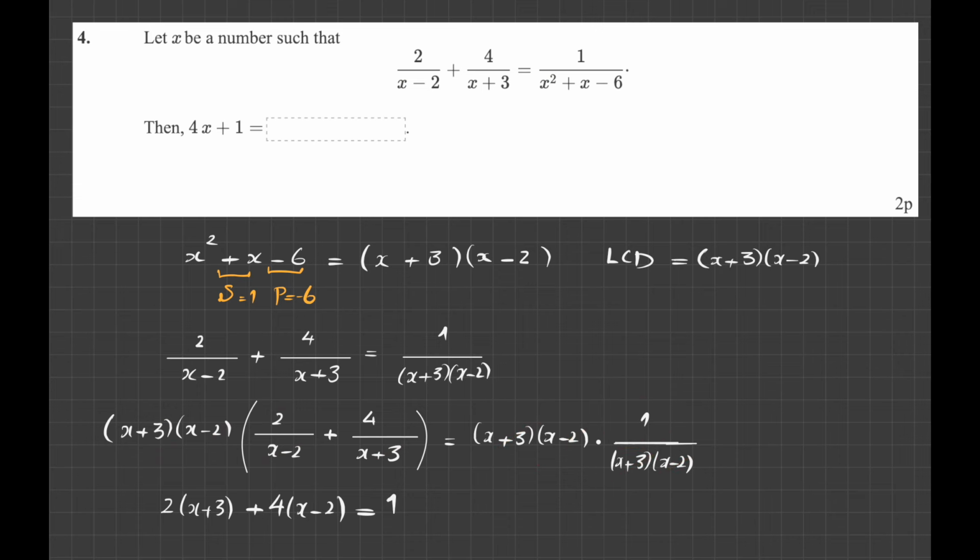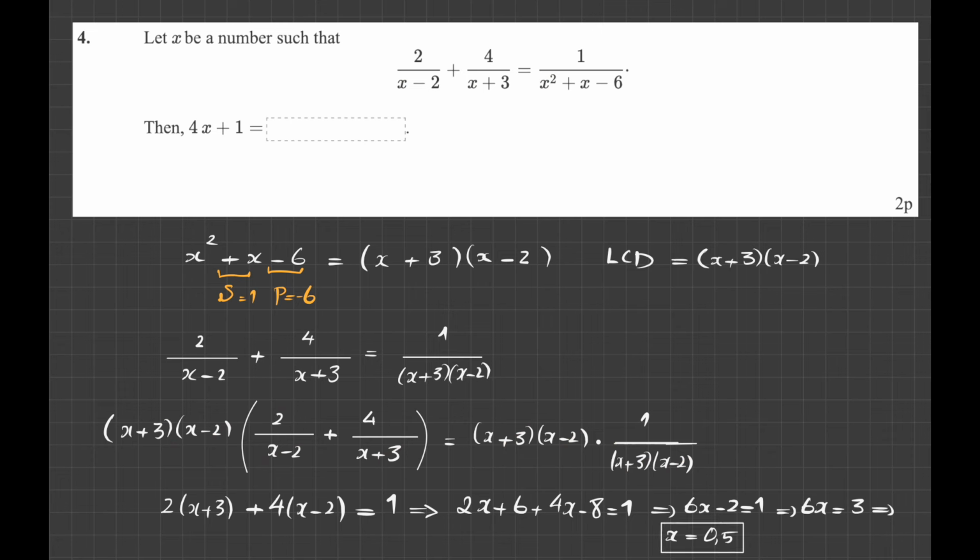And this is extremely simple equation to solve. So let me expand that. So I multiply 2 in, 2x plus 6. I multiply 4 in, 4x minus 8. And then it becomes 1. 2x plus 4x is 6x. And then 6 minus 8 is minus 2 is equal to 1. So then what happens? 6x is 3. So this means that x is 3 over 6, which is 0.5.